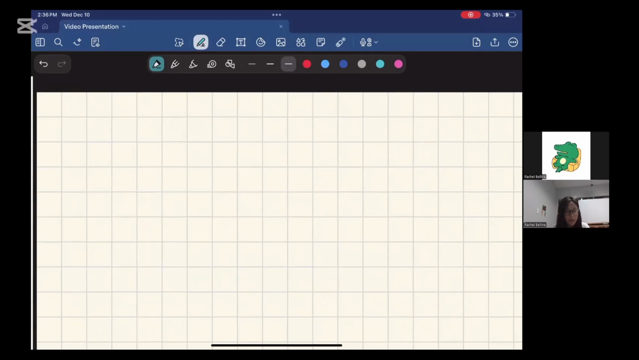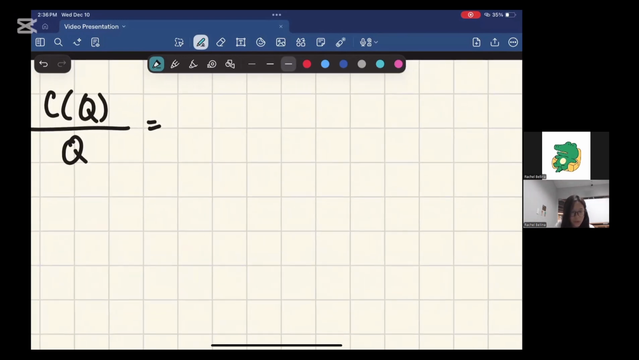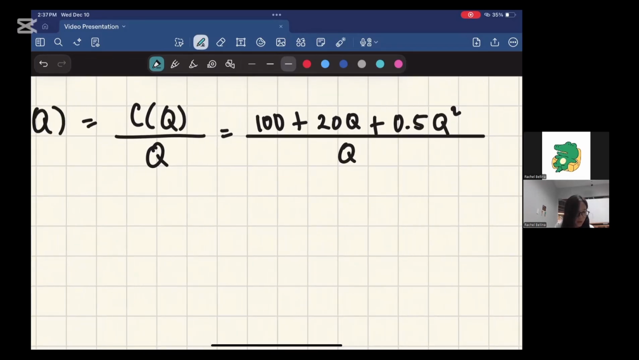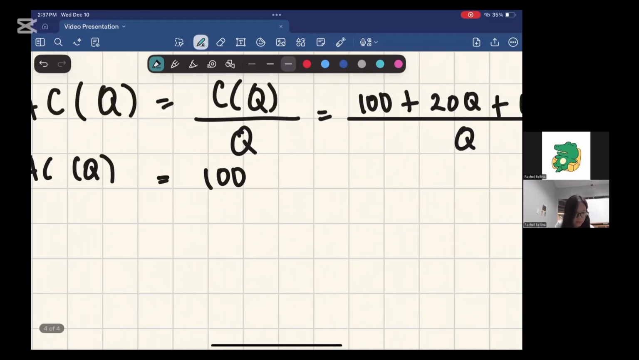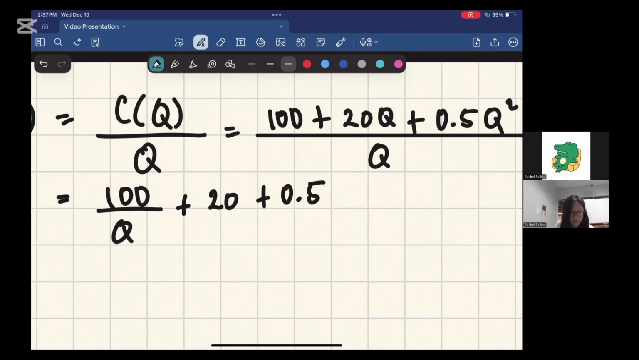Now we move on to the average cost, that equals the cost of Q divided by Q, and that equals 100 plus 20Q plus 0.5 Q squared, divided by Q. And we simplify this to AC of Q equals 100 over Q plus 20 plus 0.5 Q.